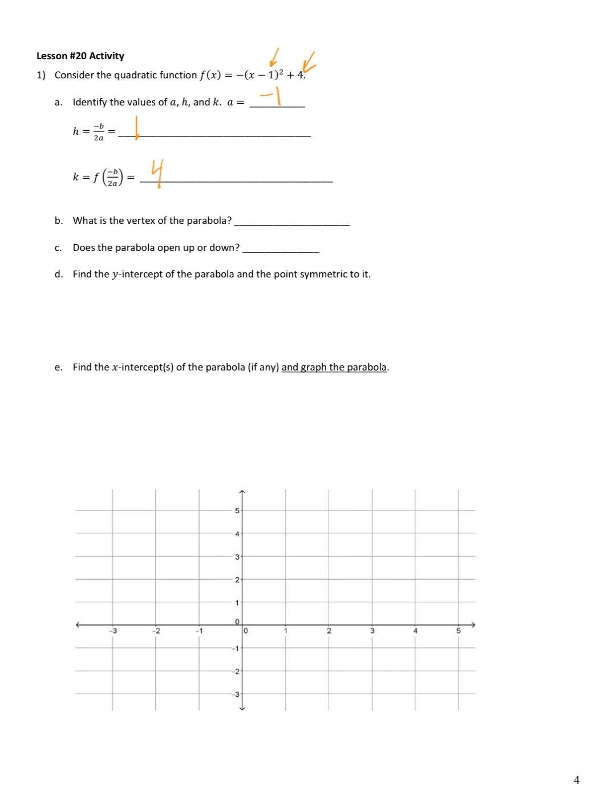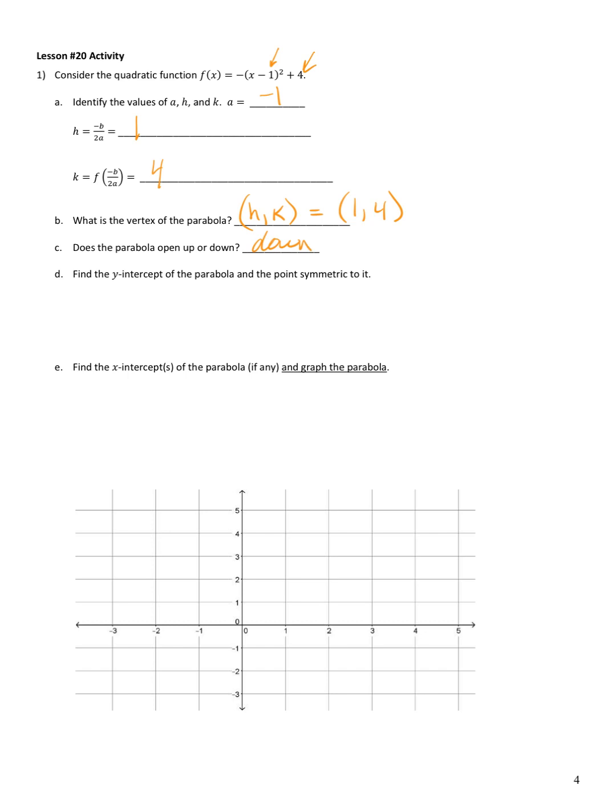What is the vertex of the parabola? That happens at (h, k). And we just identified h and k as 1 and 4. Does the parabola open up or down? We look at the value of a. And when the value of a is negative, that means the parabola opens down.